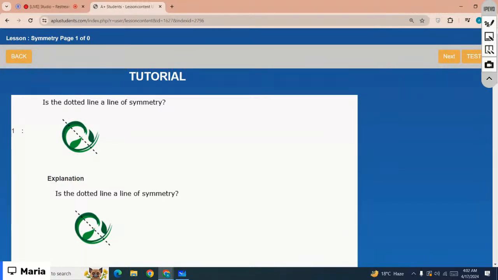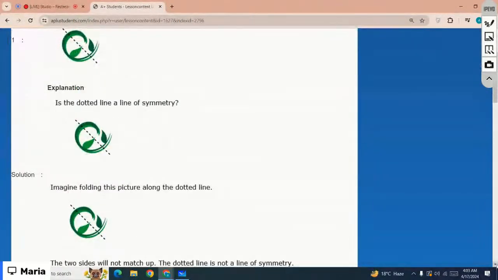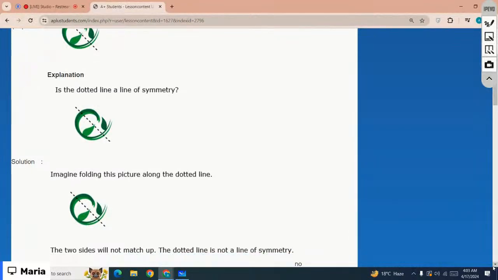Is the dotted line a line of symmetry? So what is the line of symmetry? Line of symmetry means if you fold the image along the dotted line, both the portions of the image are exactly the same. If you fold the image along the dotted line and the two sides will not match up, then there is no symmetry. If they match up, that means they have the symmetry. So for the given question, they do not match up. That means the dotted line is not a line of symmetry, right?